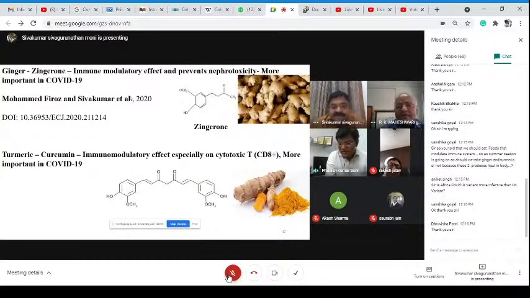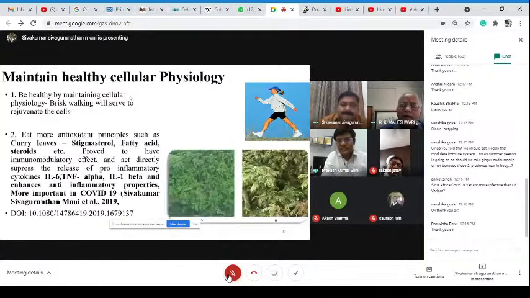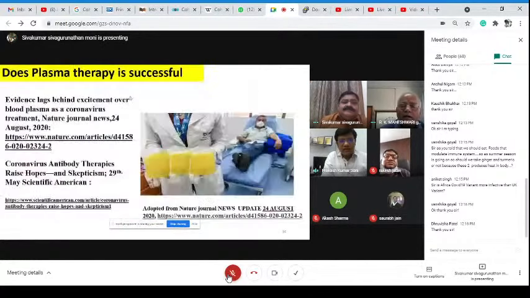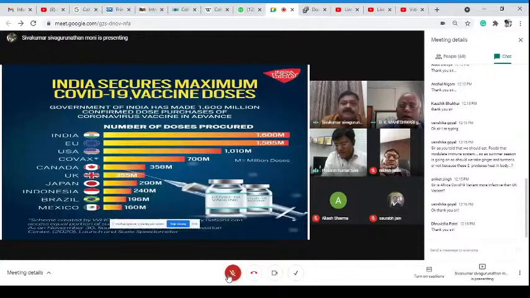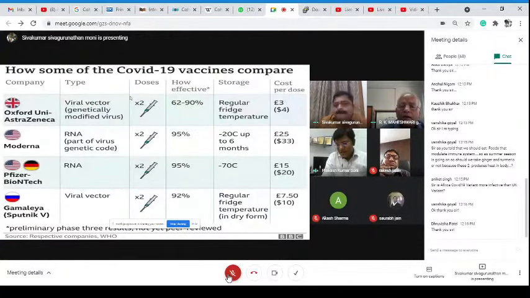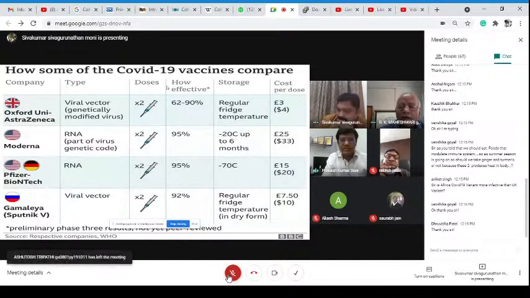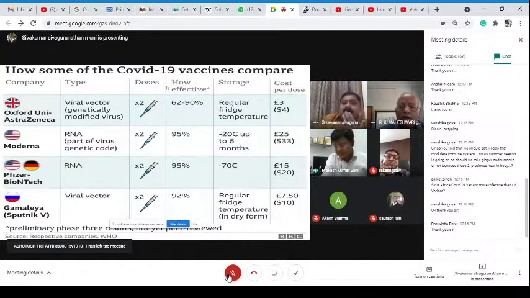Sir, I have a question. Although you have given deep insight into the development of the vaccine and the presently available vaccines and their way of providing immunization, in India we have two vaccines being administered right now. One is Covaxin from Bharat Biotech, and another is Covishield from AstraZeneca and Oxford.